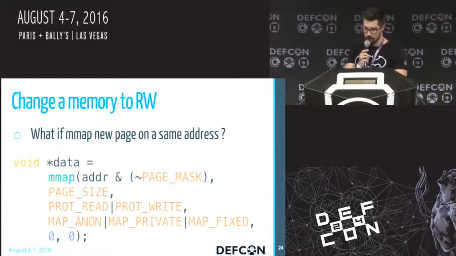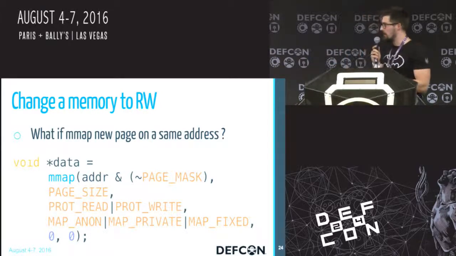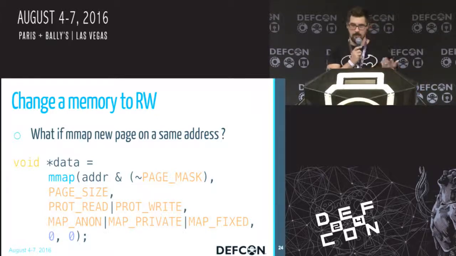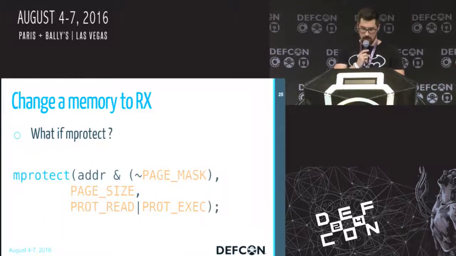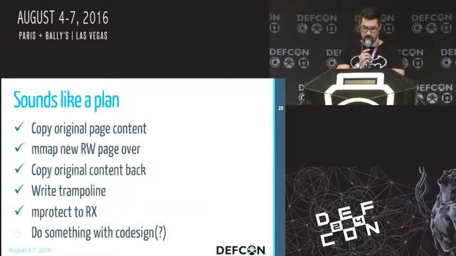So I started playing with memory allocations and had an idea. What if we can allocate a new memory region with readable, writable permissions, right on the same address where the executable region is? So, long story short, we can use mmap with MAP_ANON, MAP_PRIVATE, and MAP_FIXED flags, overwrite the executable region with readable, writable memory, copy the original content back, and yeah, we get writable memory. How can we switch it back to be executable? Well, that's easy. As it's our memory, it's anon memory, we can just use the mprotect syscall for that. And sounds like a plan.